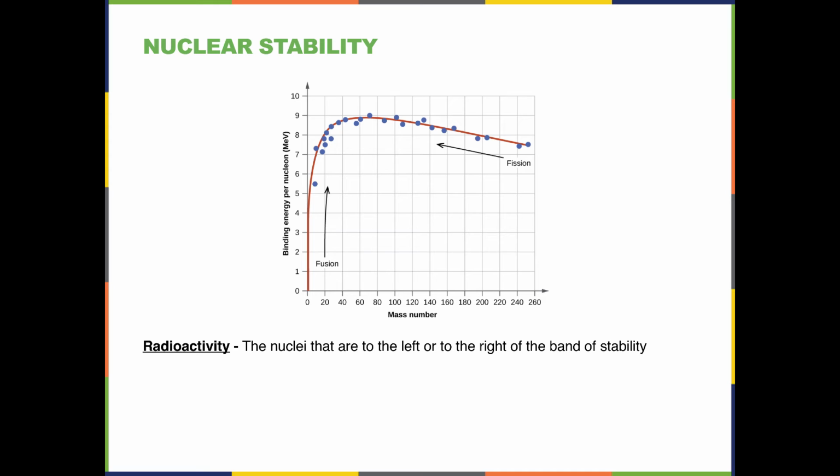Radioactivity is when the nucleus or nuclei that are either to the left or to the right of the band of stability react, and they travel toward the band of stability. A magic number is a certain number of nucleons in a nucleus. When that number is reached, the nucleus is stable.